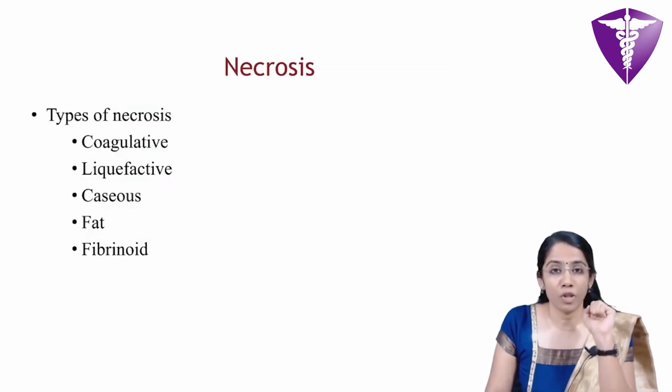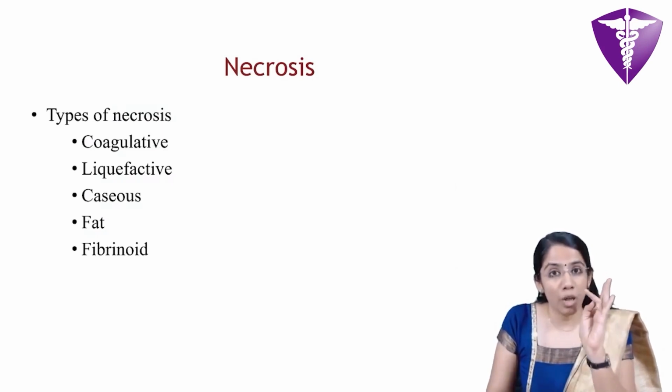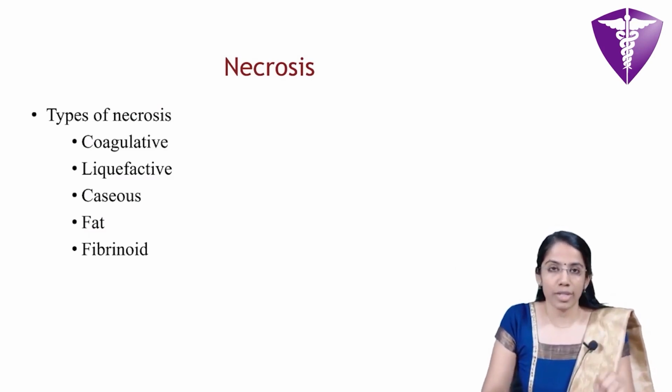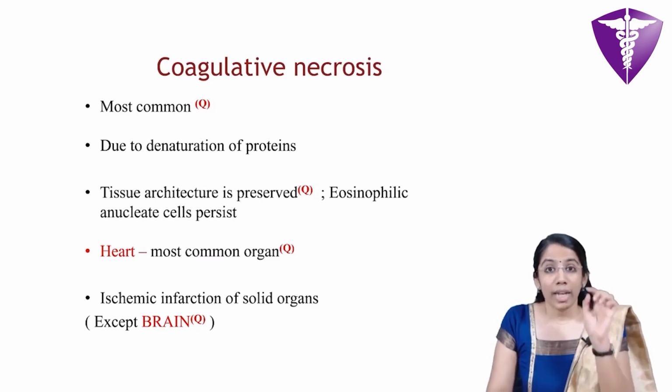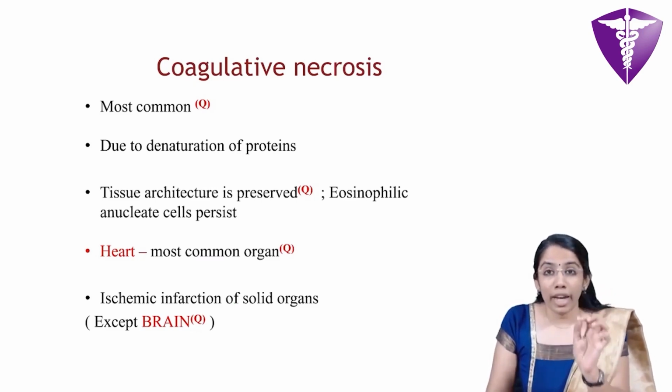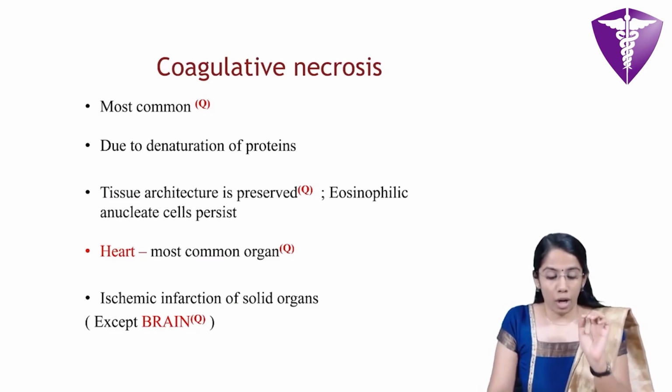So these are the 5 types of necrosis that we will be seeing: coagulative necrosis, liquefactive necrosis, caseous necrosis, fat necrosis and fibrinoid necrosis. The first is coagulative necrosis. This is the most common type of necrosis that we encounter.